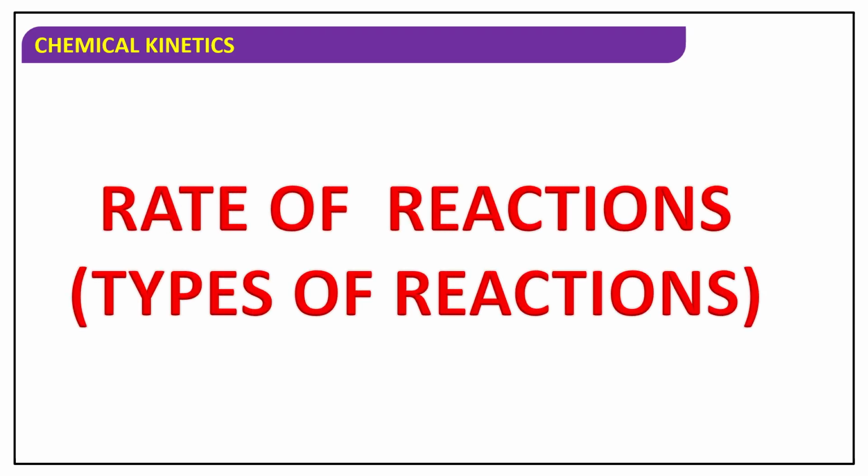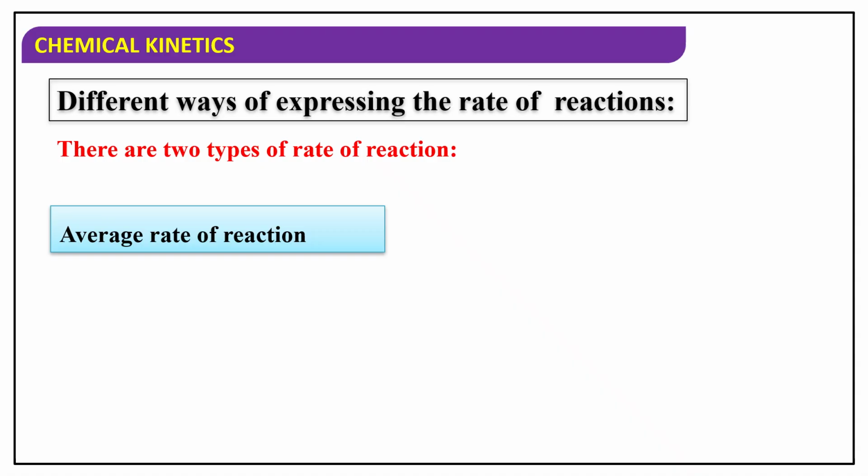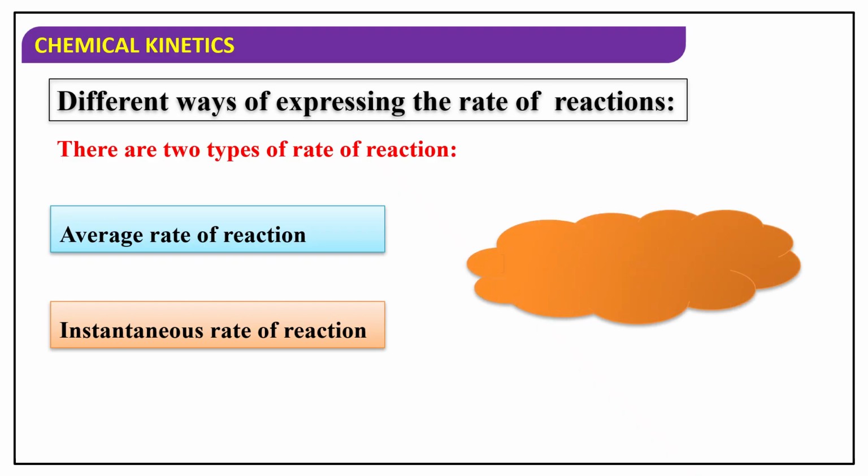In this class we will discuss rate of reactions and types of reactions. How many types are there? There are different ways to express the rate of reactions. There are two types: first is average rate of reaction and second is instantaneous rate of reaction. What is the average rate of reaction? Average rate of reaction means it is the rate of reaction between two time points. And instantaneous rate of reaction is the rate of reaction at a particular time point.